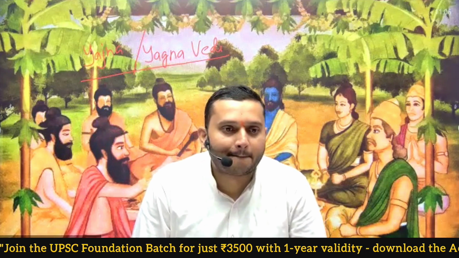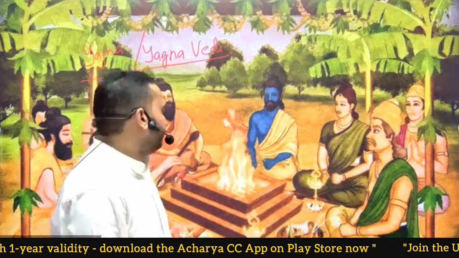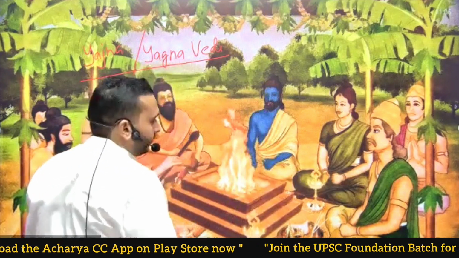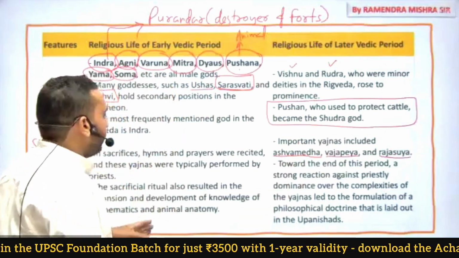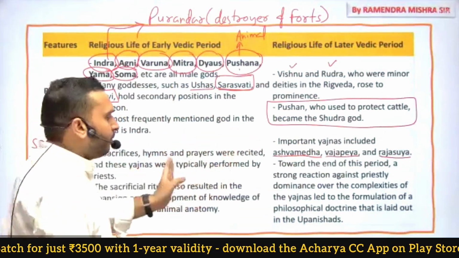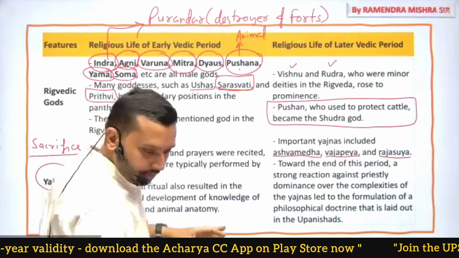Okay, good. Someshwara and Tejashi. So these are three important yagnas. In the early Vedic period, there is no description of any name of a yagna.